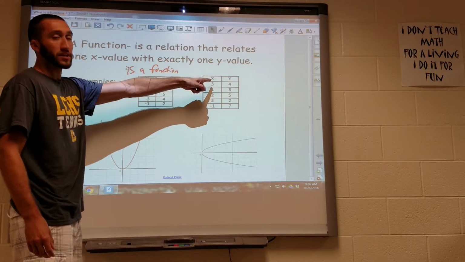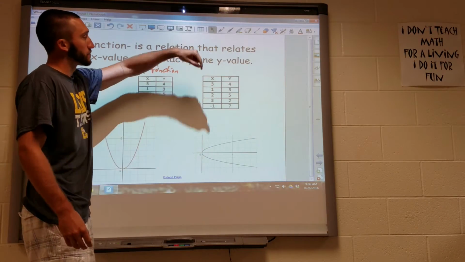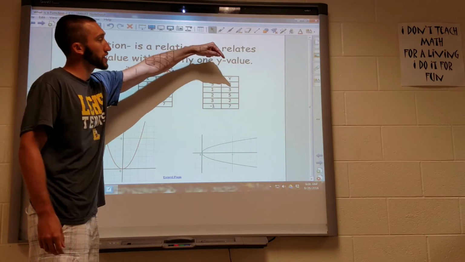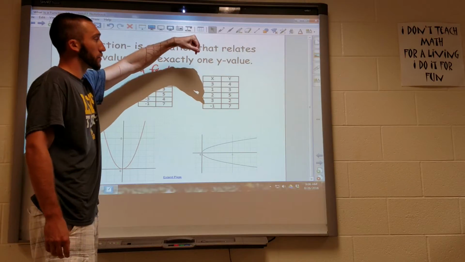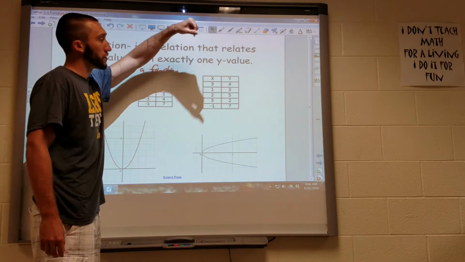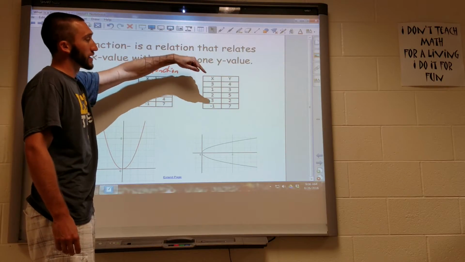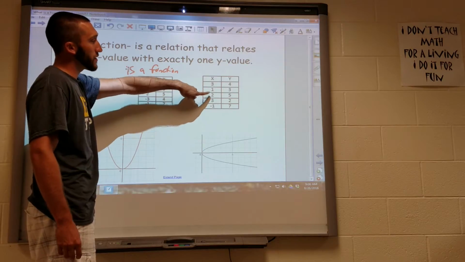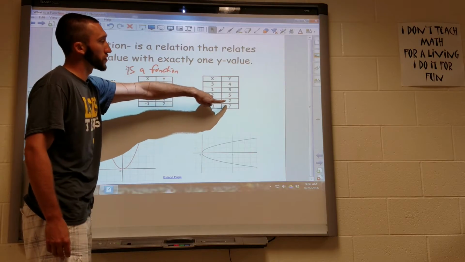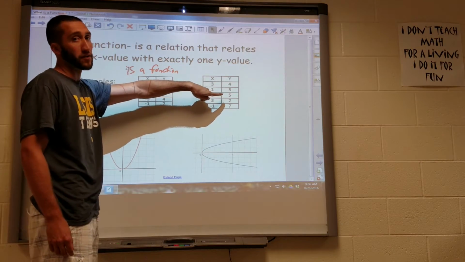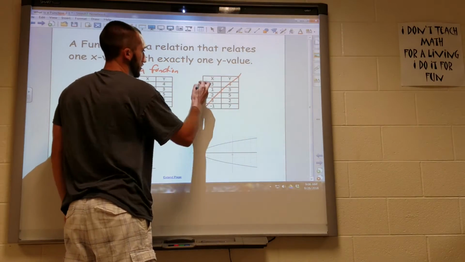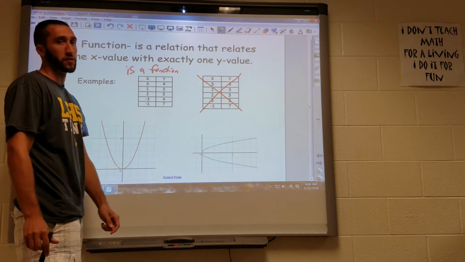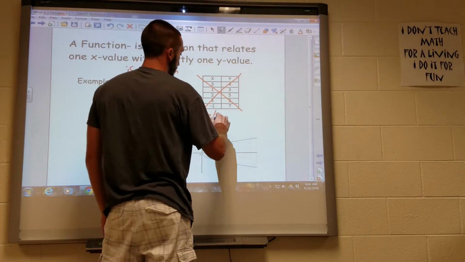Let's look at the next example over here. Here I have an x value of 3 corresponding to a y value of 4. X value of 1 corresponding to a y value of 3. X value of 2 to a y value of 5. Okay, but here I have the same x value corresponding to different y values. So this is not a function. We call that just a relation.